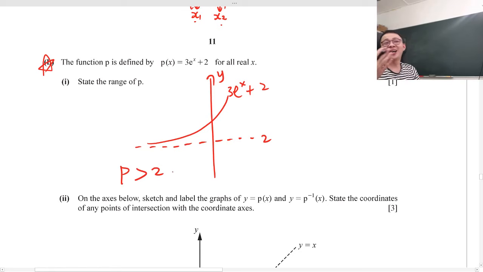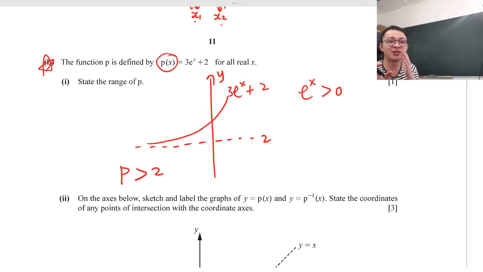Alright, and you might ask, how do I know it is 2? Yeah, you might not know, right? So I always tell my students to think about what value you substitute for p in order to make it a math error. First, you must know that e^x must always be bigger than 0. e^x cannot equal 0 because e^x equal to 0 is undefined, and e^x cannot be less than 0.